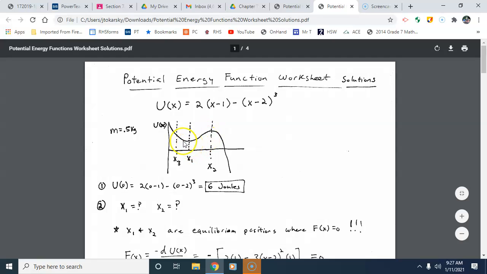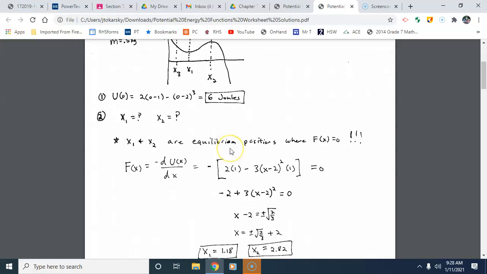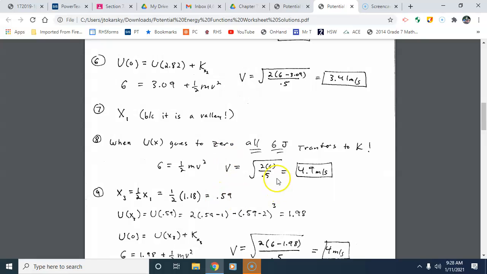But this one's stable because if you displaced it from it, it wants to come back. This one's unstable because if you displaced it from it, it would fall off and wouldn't naturally want to come back without some work being done by a non-conservative force. All right, number 8.